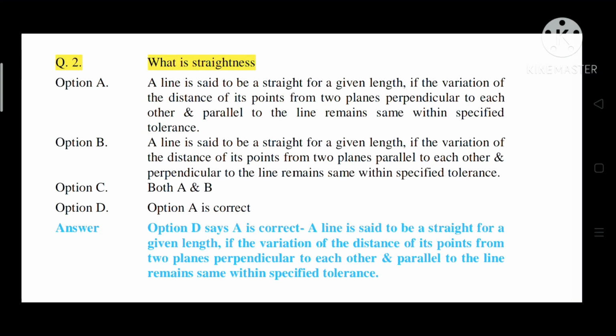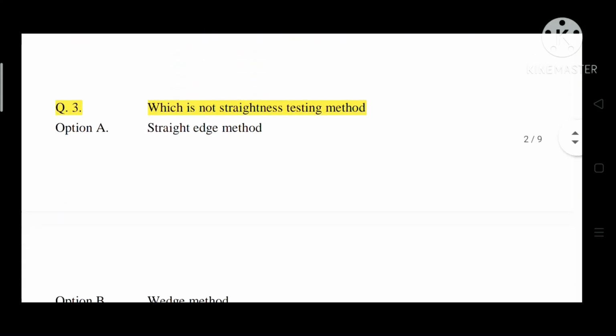So correct answer is option D, that is option A is correct. A line is said to be straight for a given length if the variation of the distance of its point from two planes perpendicular to each other and parallel to the line remains same within specified tolerance.